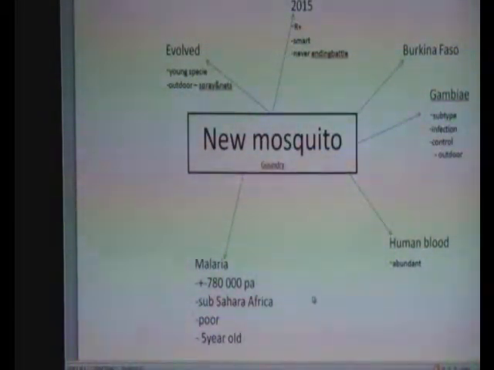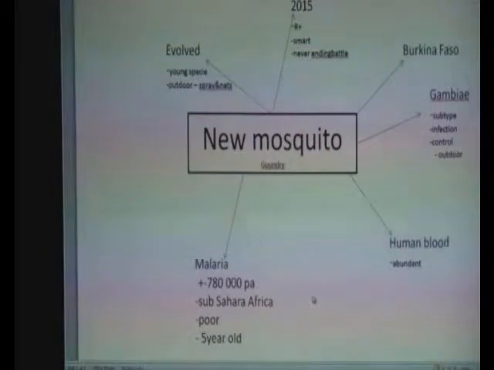Why would this mosquito choose to be outdoors? Well, it feeds on human blood, and there's abundant human blood available outdoors. Everybody that works in the fields, children playing outside, that was just food for them.